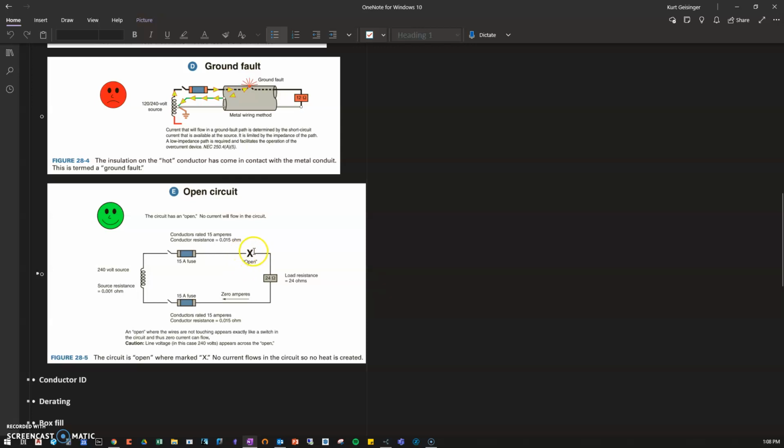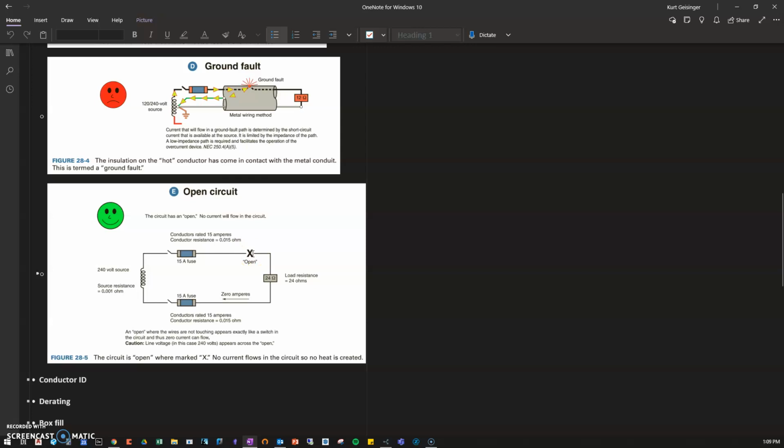If this were like a splice and somebody just opened it up, man, I'm not very happy about that. In fact, that's one of, in my mind, the most dangerous situations here. Because if this is just open, it's not grounded or it's not touching another hot, it's not going to trip a thing. It's going to sit here like this until somebody or something touches it and completes that circuit or gives that a path to ground.